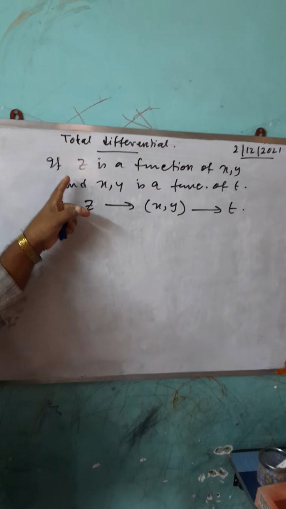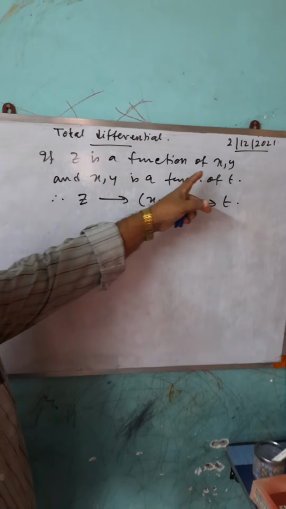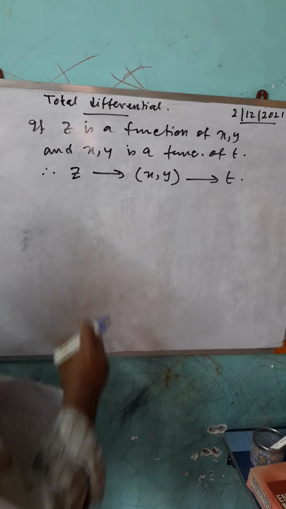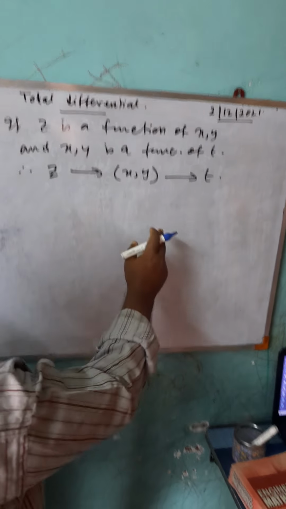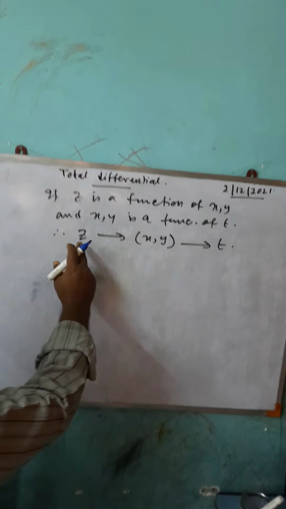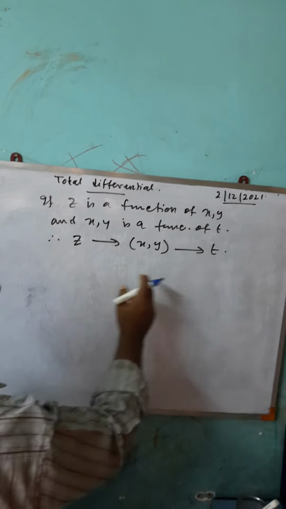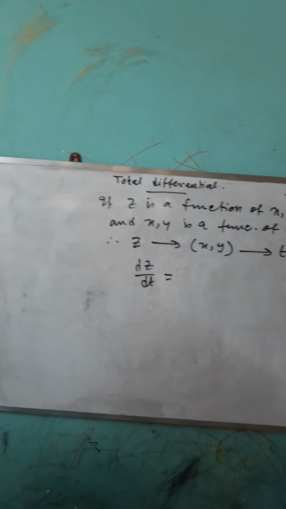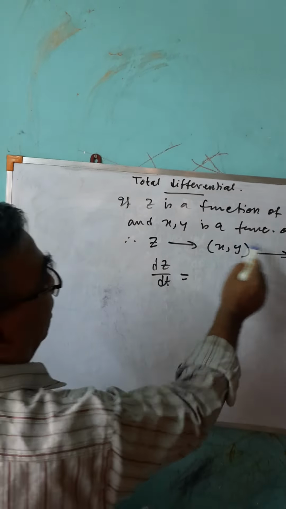Total differential: if z is a function of x, y, and x, y are functions of t, then we are finding dz/dt. Listen, z here is a function of t, therefore dz/dt, that means you want to find dz/dt, is from this to this.